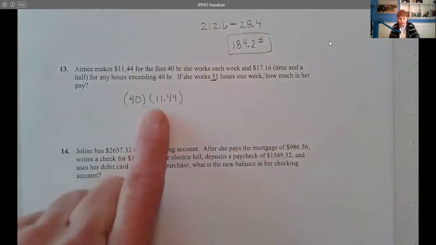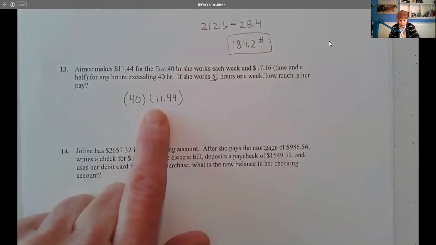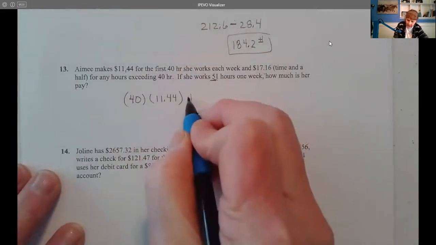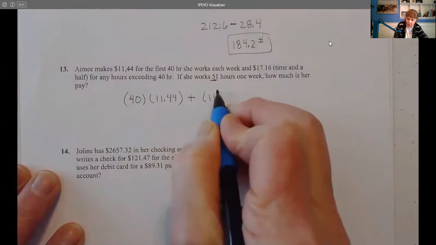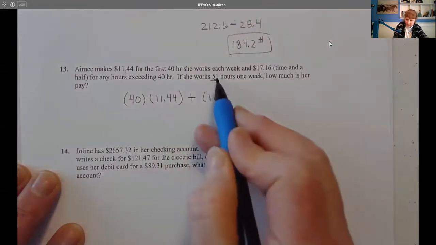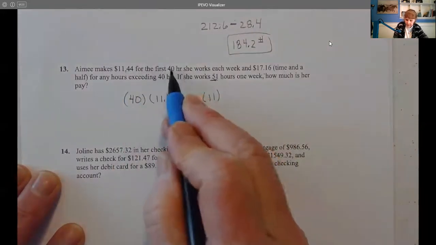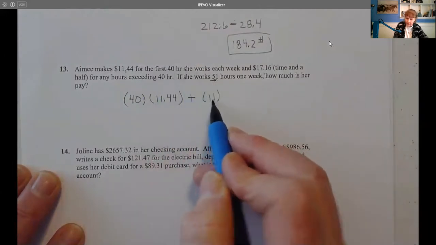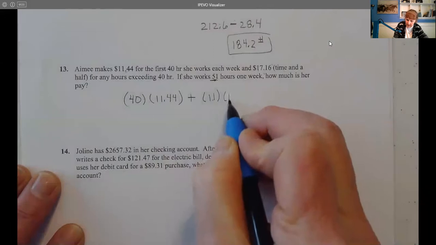So that's how much she's going to get paid for the 40 hours. That's how much per hour times the number of hours. But she also worked 11 hours overtime, so I'm going to add that in. She worked 11 hours overtime, this minus the 40. But she's going to make more for these hours. She's going to make 17.16.